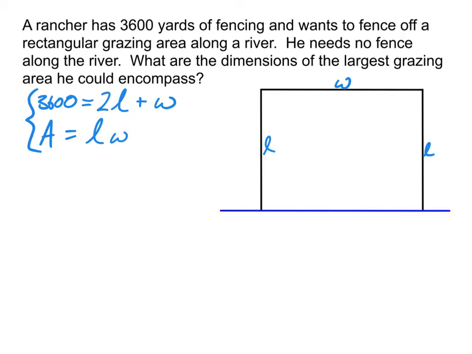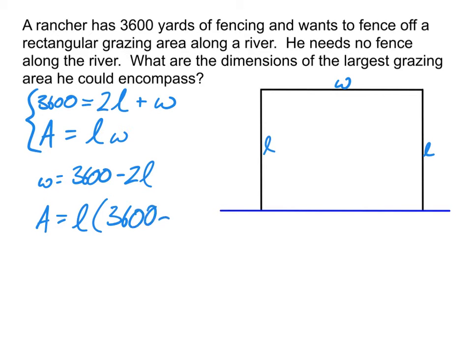And in this case, technically I could solve for L or W, but solving for W looks a lot easier. So I'm going to do that. So I take that first equation, solve for W, and we should get W equals 3,600 minus 2L. Now, substitute that value into the area equation. So we're now going to do area equals L times, and now I replace the W with what W equals. So 3,600 minus 2L. I have the equation.